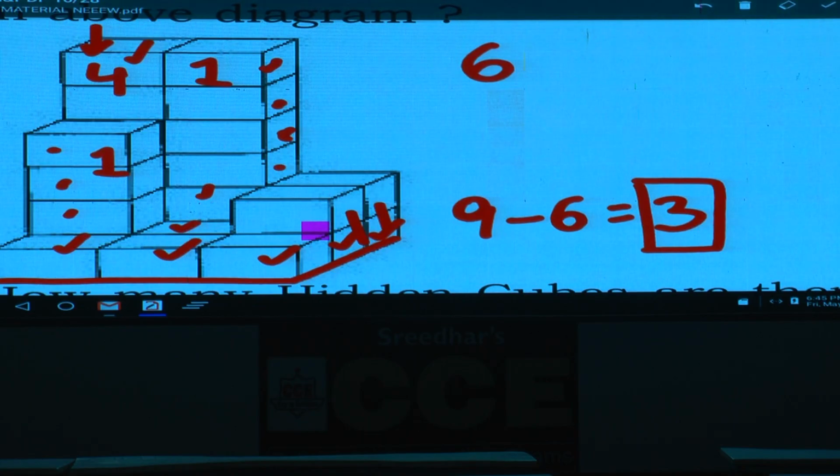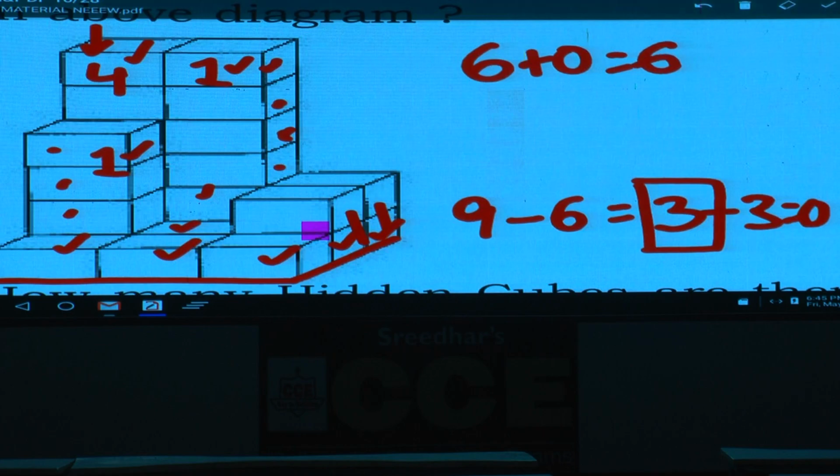We have counted once here, we have counted once here, we have counted once here. Hence 3 were already counted, hence 3 minus 3. Now at the bottom block we are left with 0 to be counted, and 6 plus 0, that is 6. Follow here? Question number 5.